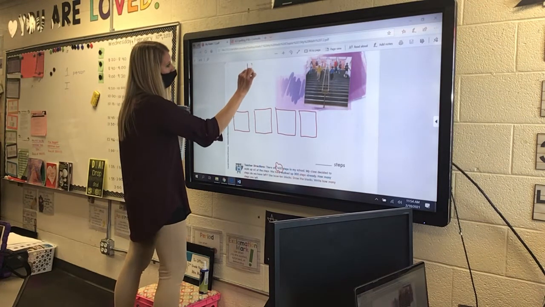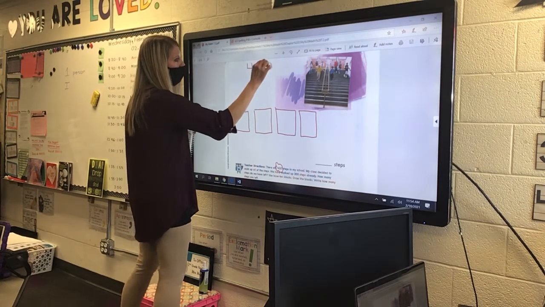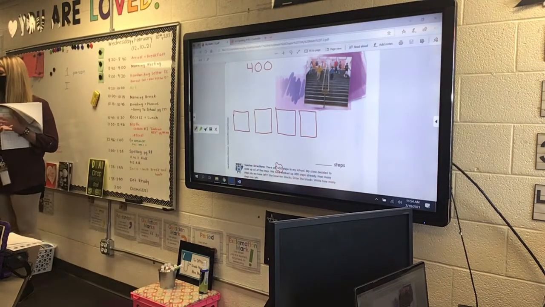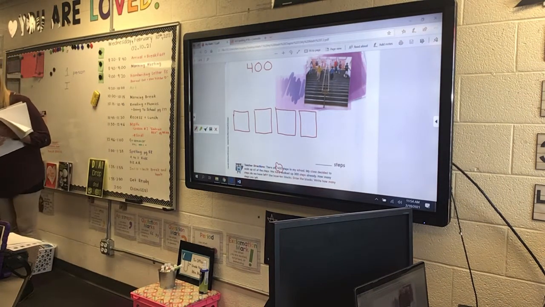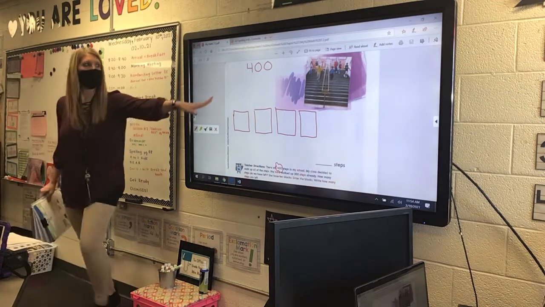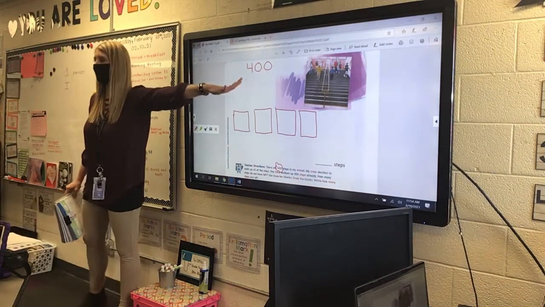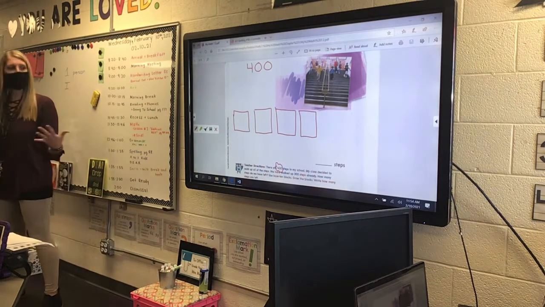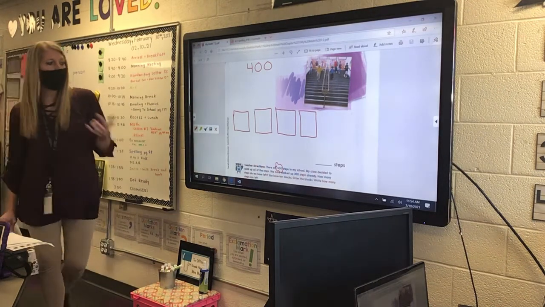I'll move in 1 second. I know you can't see. Give me time. So that's how many steps are in the school, 400. So please draw your 4 flats and write the number 400. I've already done that. Me too. Now we need to figure out how many are left.